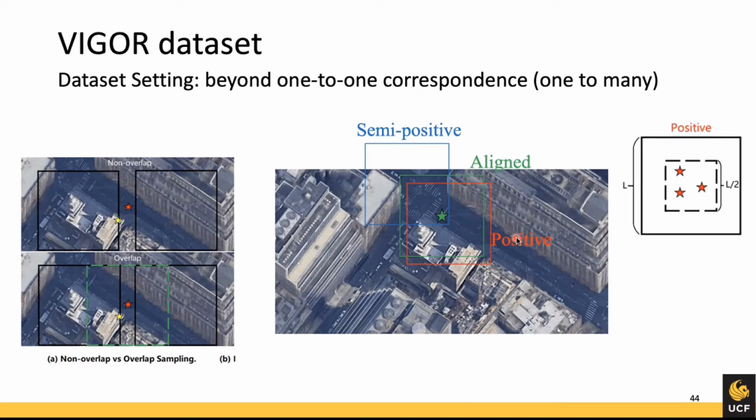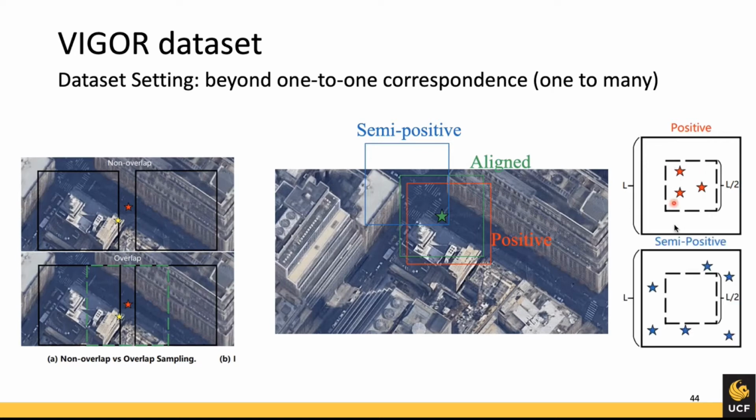We define these different types of reference images as positive and semi-positive. For the positive reference, we define it as the query location being within this inner square. Let's say the reference image is a square with side length L. If the query location is within this inner square, we consider it a positive. For the semi-positive, the query location is outside the inner square, but the reference still provides some partial information related to the query location.